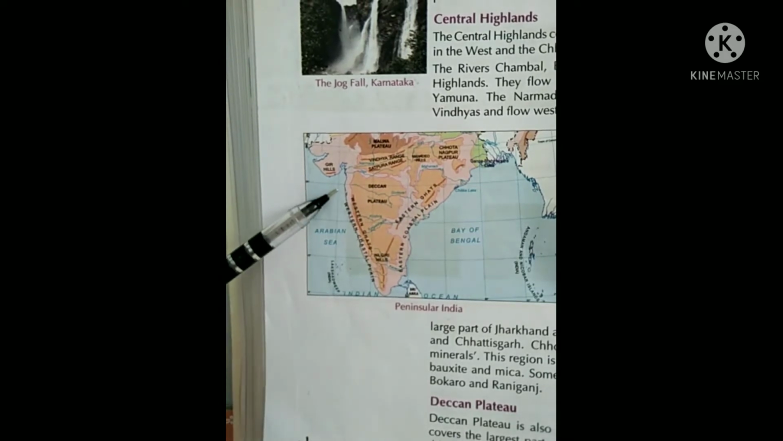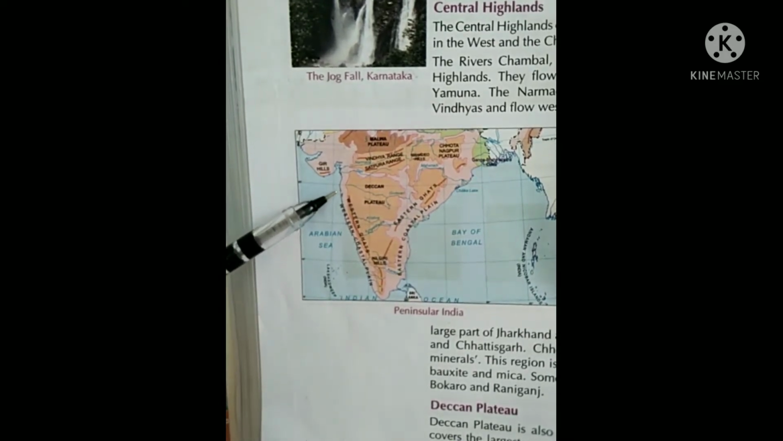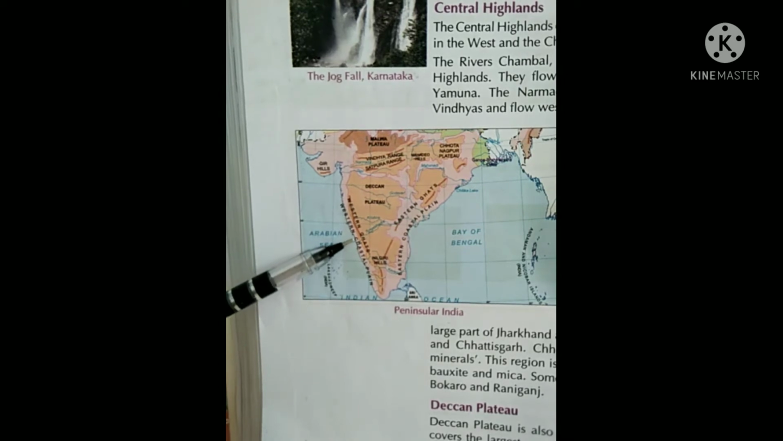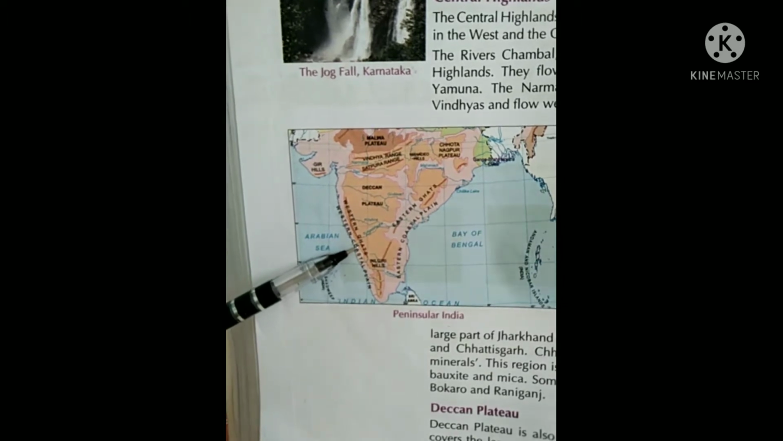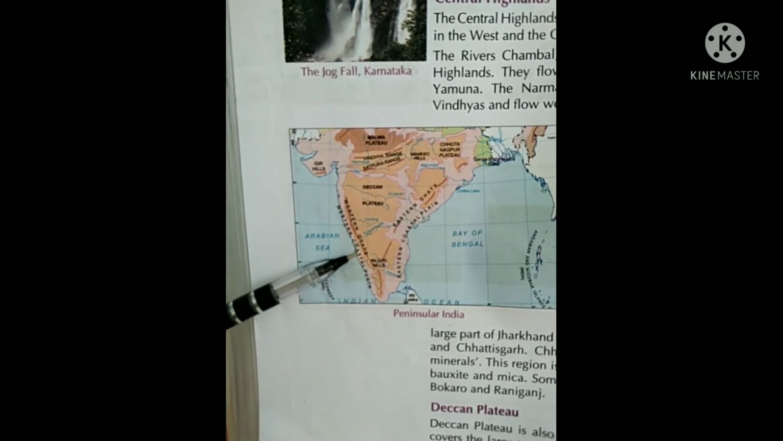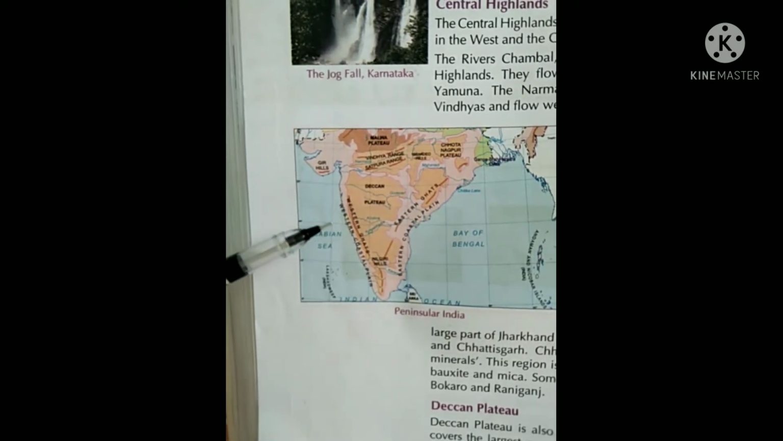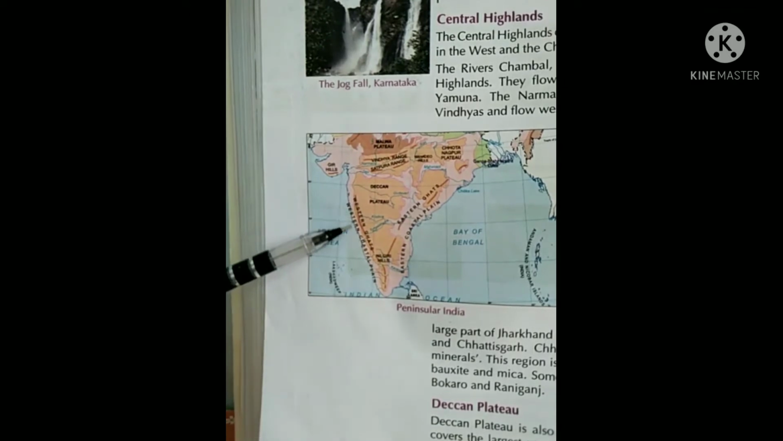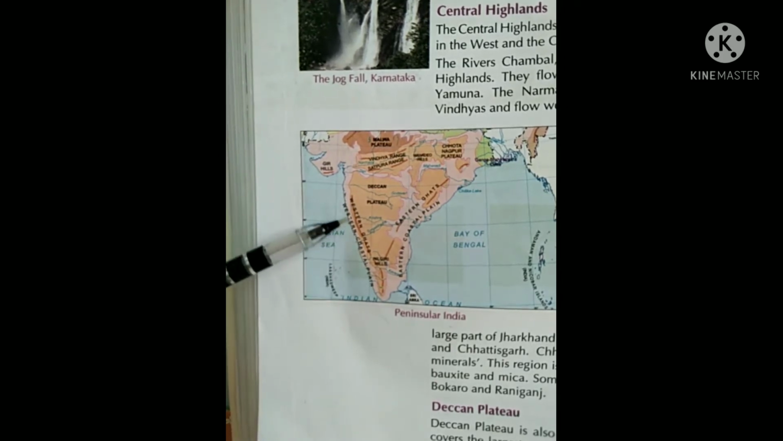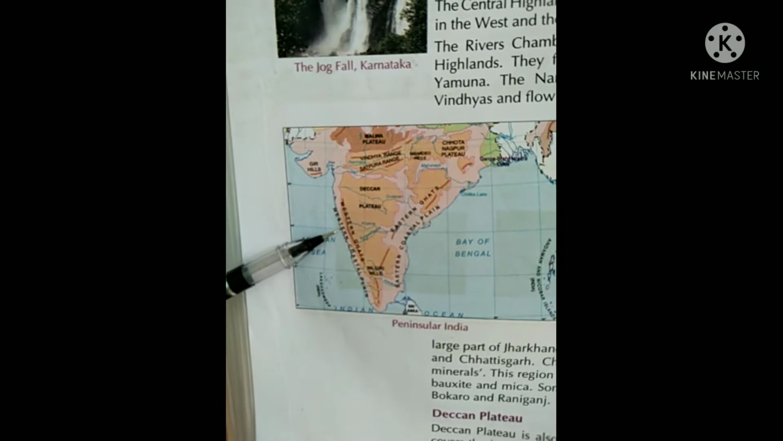Look at this picture here. The western coastal plain covers a narrow strip of land. It is like a piece of thin wood, isn't it? And it is how much? 65 km in width. It is situated between the Western Ghats and the Arabian Sea. See, it is situated in between the Arabian Sea and the western coastal plain. So that is the western coastal plain.